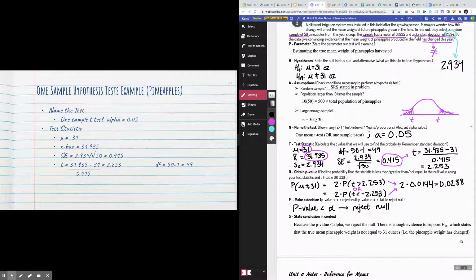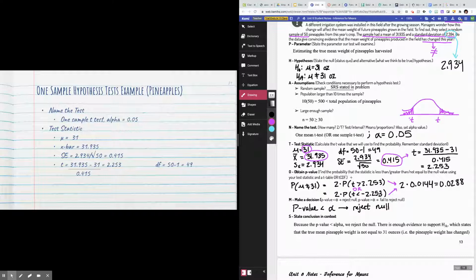Okay, so the way that you can figure this out is you can find either the probability that t is greater than the positive version of your t score, so 2.253 for me, or you could say what's the probability that t is less than the negative version of your t score. So either greater than the positive version or less than the negative version. You're going to get the exact same number either way because these are symmetric, right? So you're going to get the same area, the same probability on either side, okay?